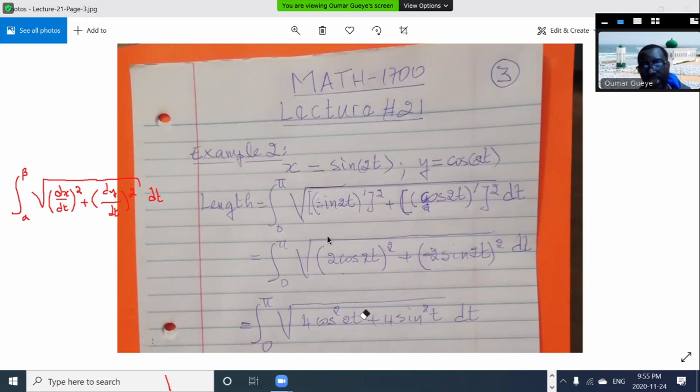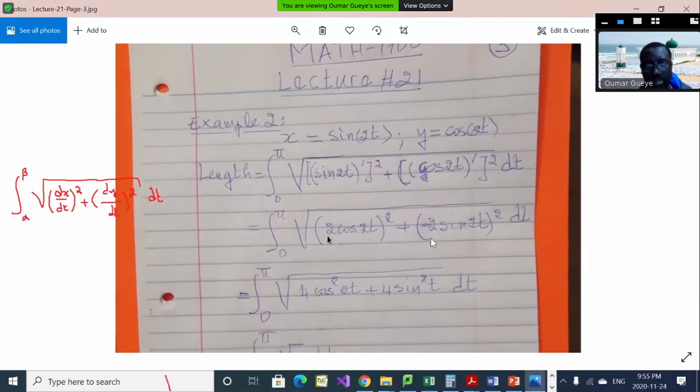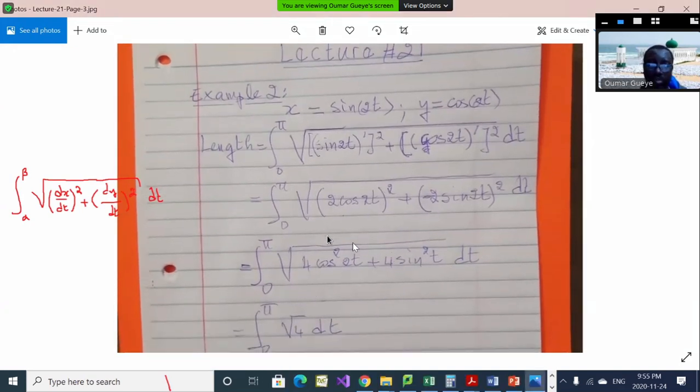And you can see here 4 is a common factor. I'm just going to factor out 4. When you factor out 4, you will get cosine squared 2t plus sine squared 2t, and we know that is equal to, let me check.